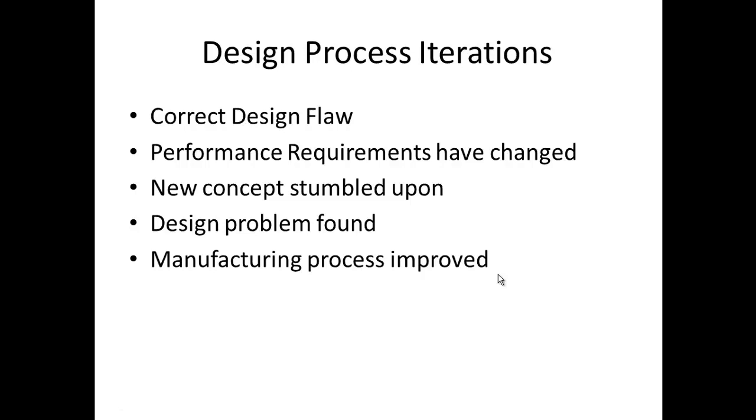Design process iterations. If you find a design flaw late in the game, you want to go back and correct it. Another thing is there may be some performance requirements that have changed. For example, for the 600 pounds for the lift that I had, the customer wanted to try a 300 pound solution as well. So the performance requirements can change. During the process, you may stumble upon a new concept, or you may find some other kind of design problem that you need to readdress. You may have some optimizations or improvements in the manufacturing process.